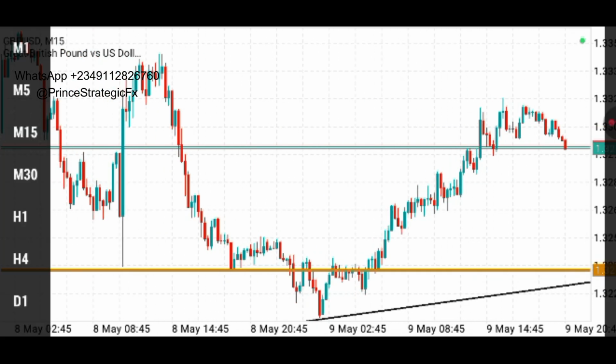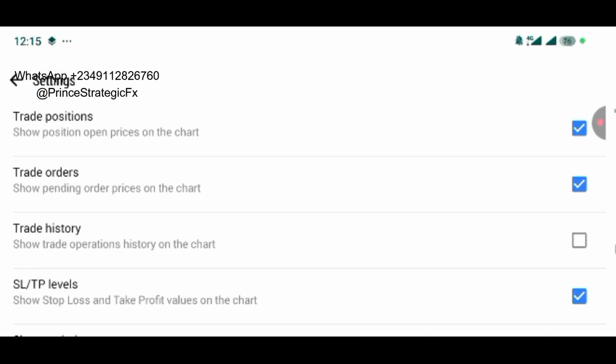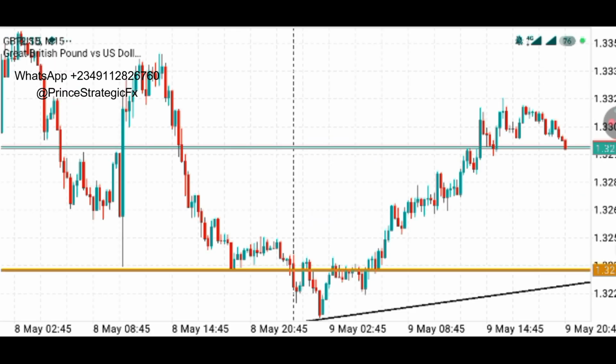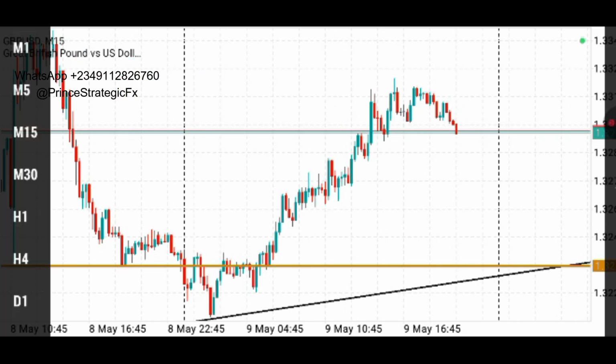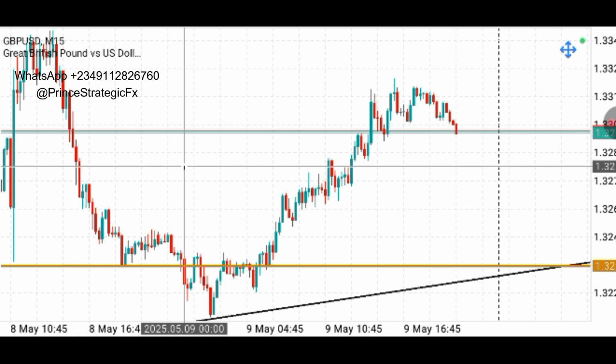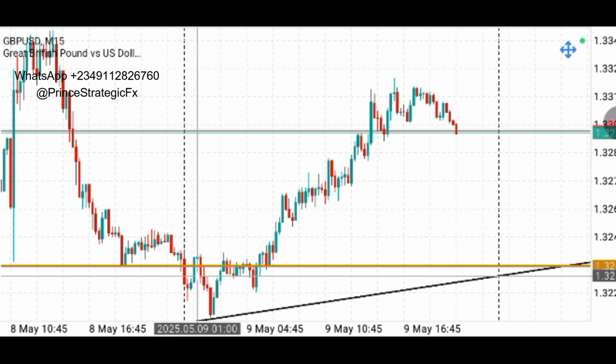But before we do anything, we head over to our settings, go straight to our separator, show period separator, right? Then go back to our settings. Now you can see exactly where price started from today, right? Now all the way down, you can see.